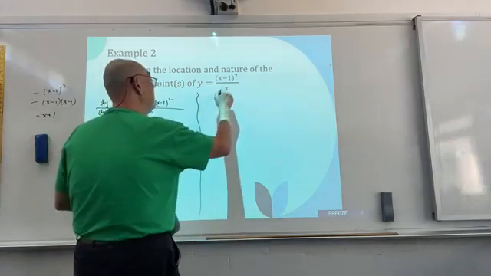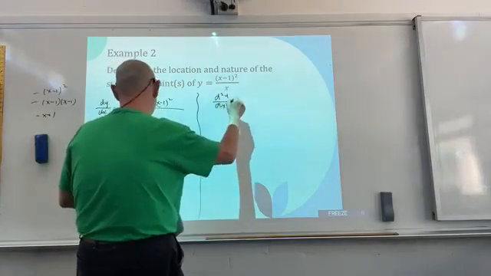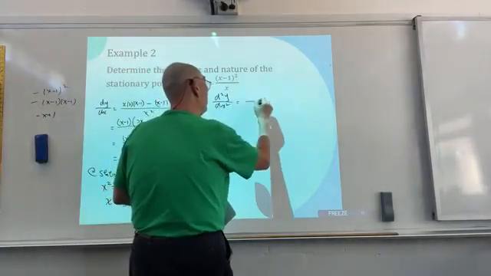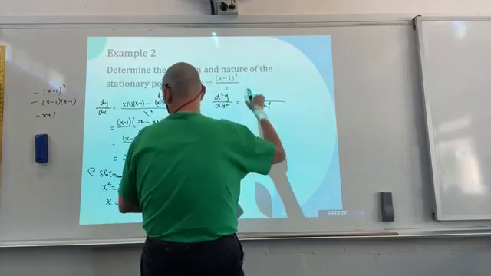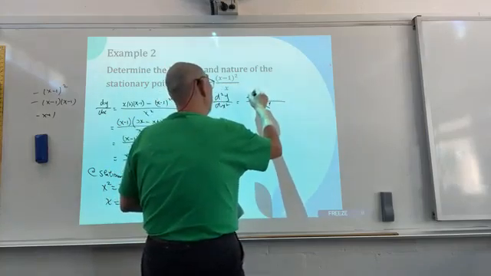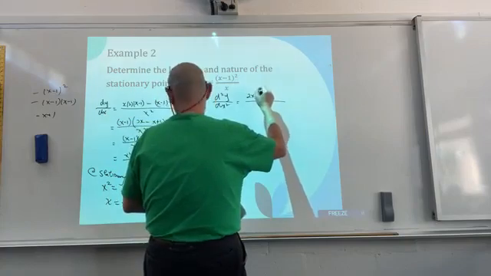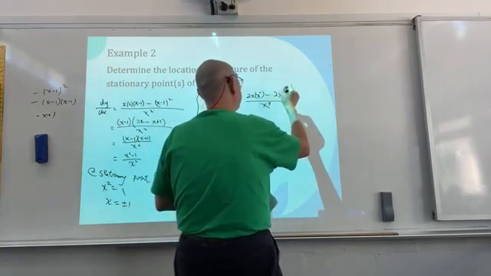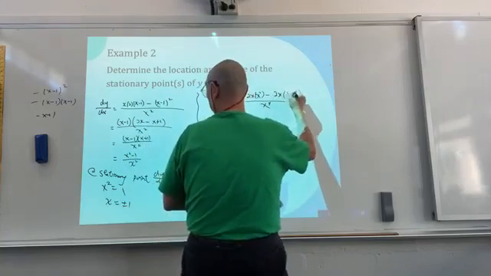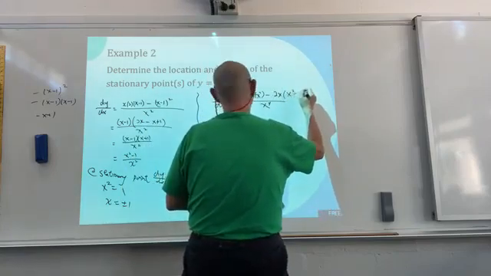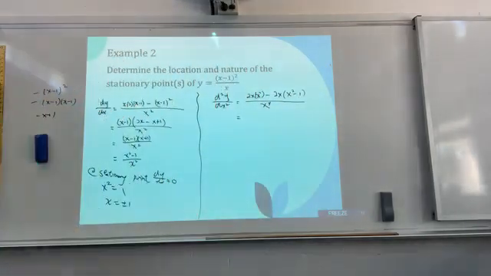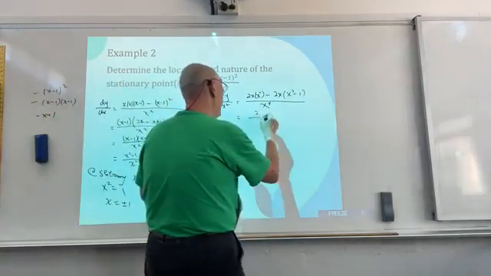So let's do the d2y/dx squared, which is over x to the power of 4, 2x times x squared minus 2x times x squared minus 1. No, because it's using the chain rule. Once I work everything out, it becomes 2 over x cubed.